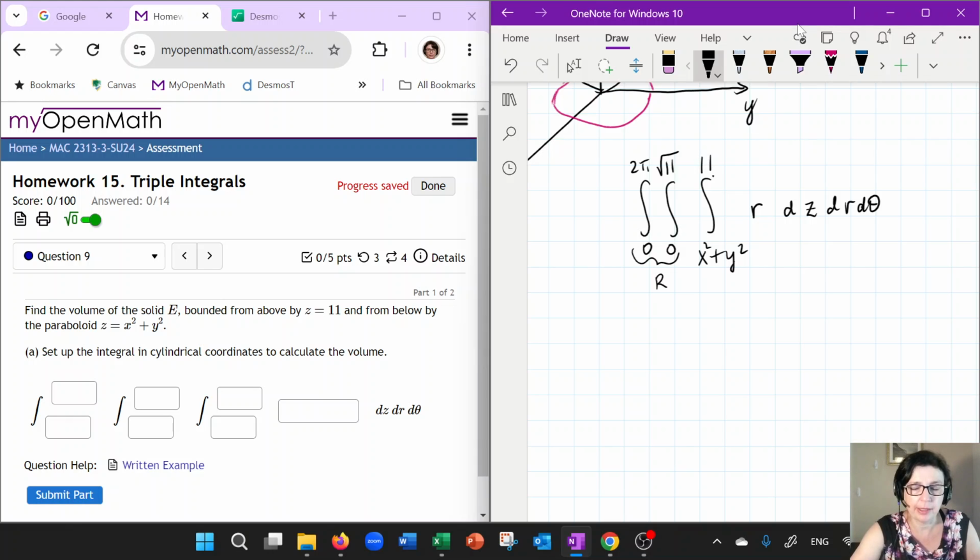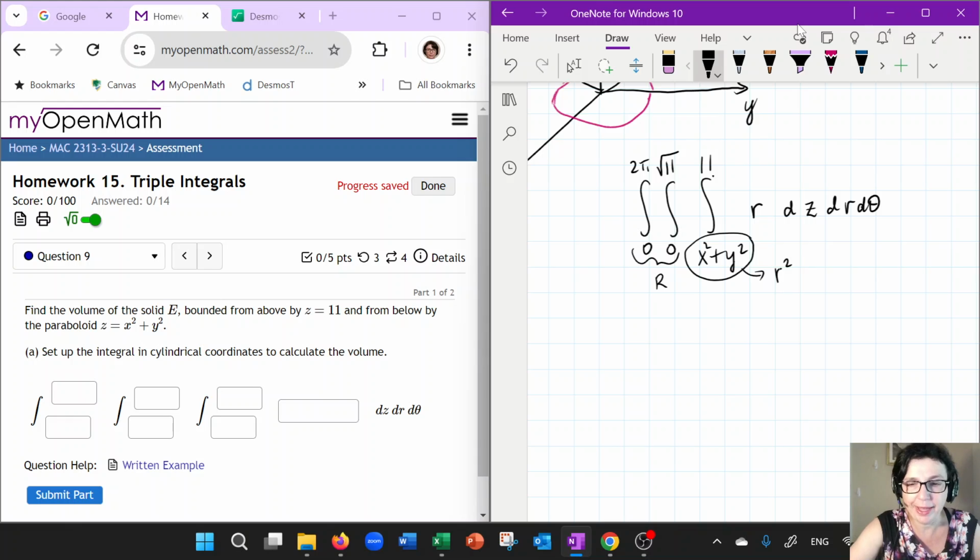And we are basically done setting it up, except this right here is actually r squared. Because remember, we are switching to cylindrical coordinates, so you can't have x and y mixed up with r and theta. But remember that x squared plus y squared equals r squared. Okay, so let's just integrate.